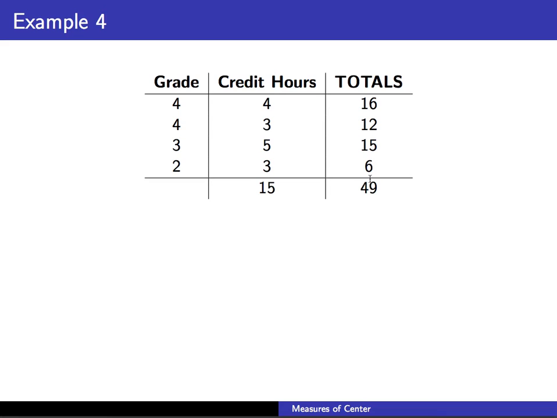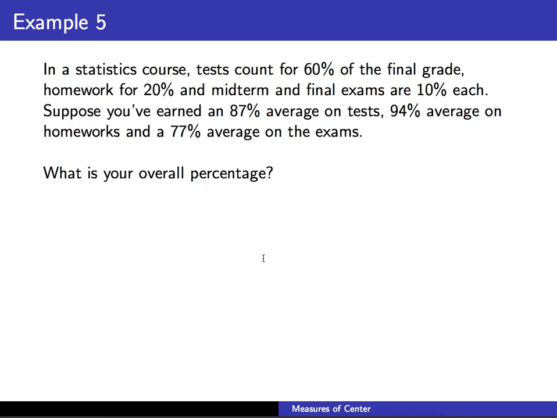Then we're going to add those values. This 49 represents that numerator of sigma xi times wi. Then we have to divide by the total of the weights. In this case, the weights are the total number of credit hours, which is 15. So this is exactly how your GPA is calculated. Your 49 total divided by 15 is about 3.267. So your grade point average for this semester would be 3.267.